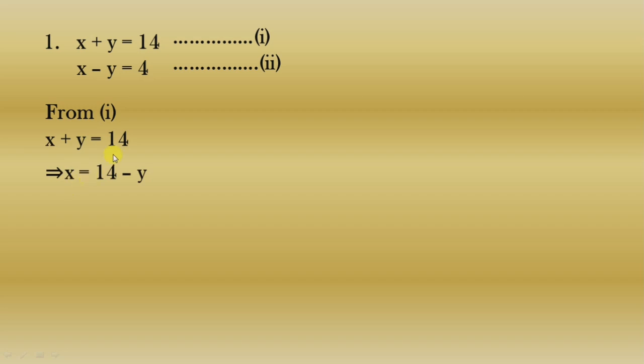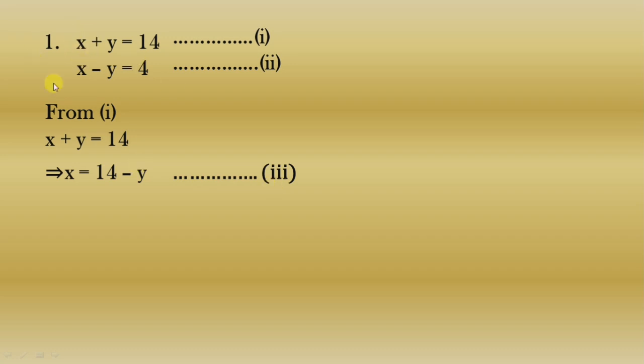We need to follow the steps. Step number 1: we'll name the first equation as equation number 1 and the second equation as equation number 2. Now we will solve equation number 1 first. Equation number 1 is x plus y is equal to 14. So from here we get x is equal to 14, and y will go this side, so minus y. Now we got x is equal to 14 minus y. Make it equation number 3. This is the first step.